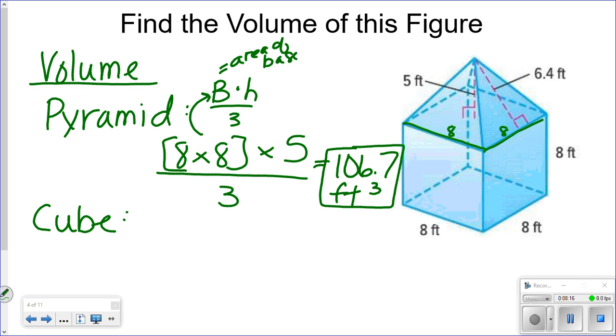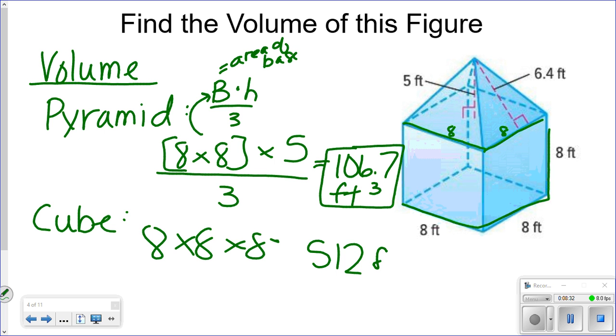Then the cube, you can figure out yourself. That's pretty easy, though. What are the dimensions of the cube? 8 times 8 times 8, because you have your base and then your height. 8 cubed.